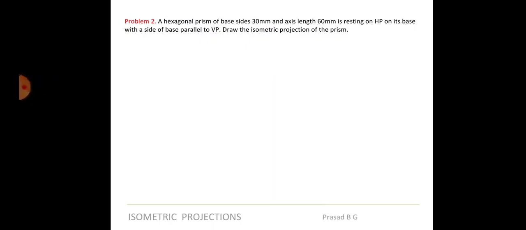A hexagonal prism of base side 30 mm and axis length 60 mm is resting on HP on its base, with the side of the base parallel to VP. Draw the projections of the prism. So there will be some conditions given, so we will have to draw the sketch accordingly. It is resting on HP on its base, with one of the sides being parallel to VP. You should understand what the condition given here is, because they make questions like this.